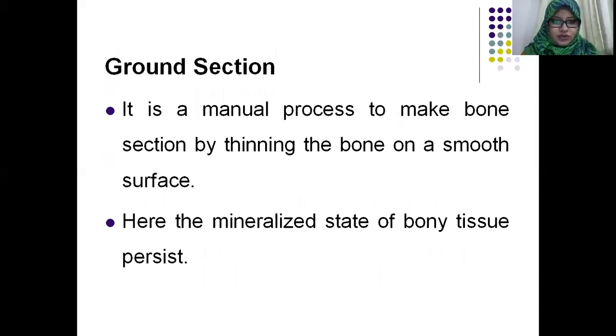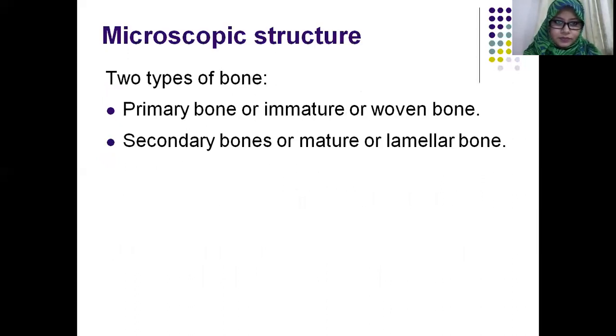Another type of section is the ground section. It is a manual process to make a bone section by thinning the bone on a smooth surface. Here the mineralized state of bony tissue persists. Microscopically, bone can be divided into primary bone, or immature or woven bone, and secondary bone, or mature or laminar bone.